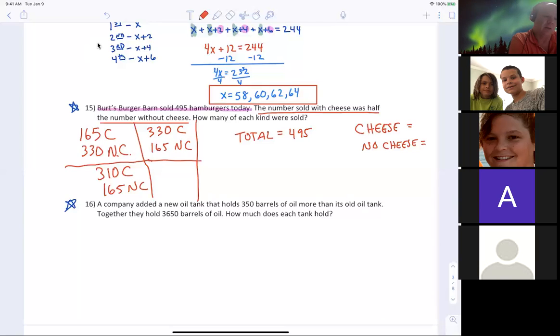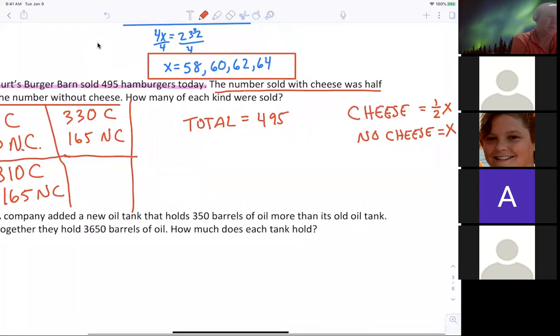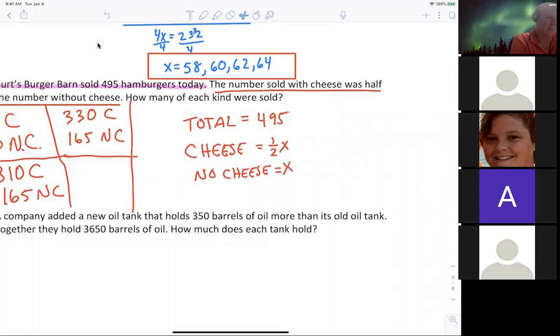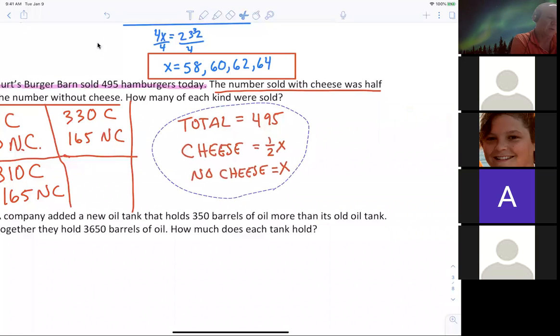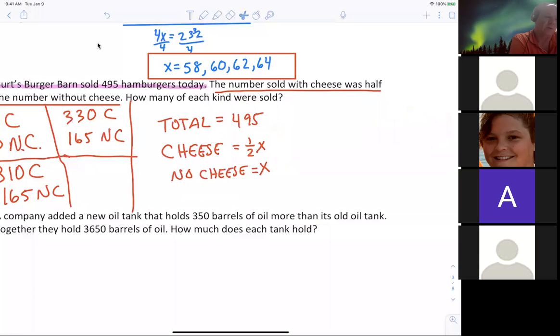Do we have any idea how many no cheese were there? We label it X. And then cheese would be what? One half X, one half of that. That's what I'm hoping everybody wrote down, something very similar to that.